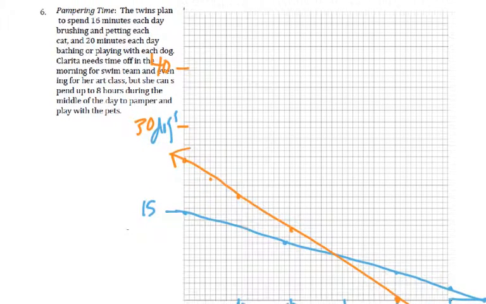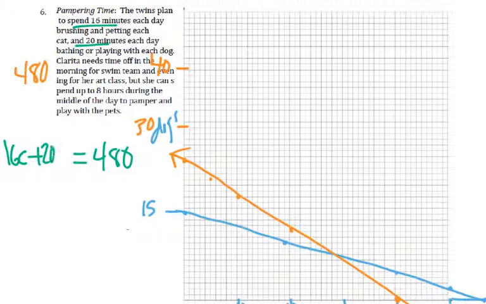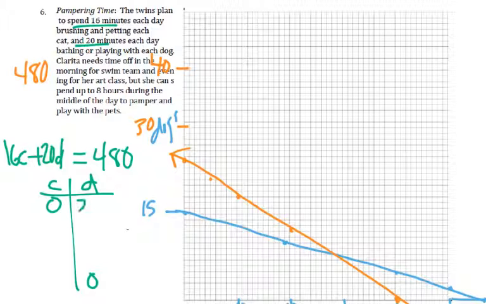The twins plan to spend 60 minutes each day brushing and petting each cat, 20 minutes each day bathing or playing with each dog. Clarita can do it for 8 hours. So we already know 8 hours is 480 minutes, right? So 480 minutes is equal to 16 for cats plus 20 for dogs again. Okay, so once again, with cats and dogs, we do the same thing and figure out, with 0 cats, it would be 480 divided by 20, which would be 24.